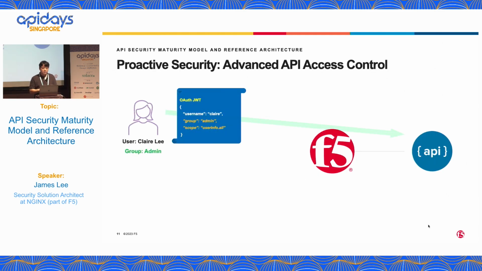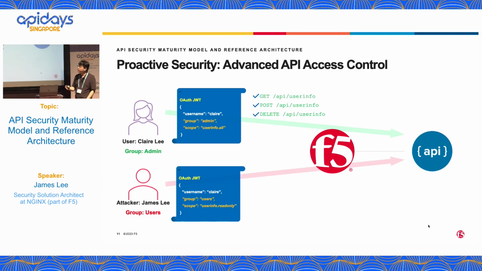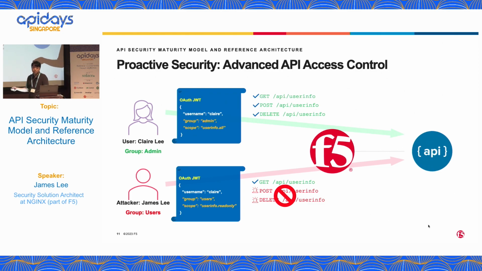Then let me explain some examples of the proactive. This is an example of the BFLA attack, broken function level authorization. We have two users here. Let's say the admin is allowed by that policy. But in the case of the group, normal user, has the operation, so not allowed. This is a very basic access control to prevent the BFLA attack, but it is definitely necessary.